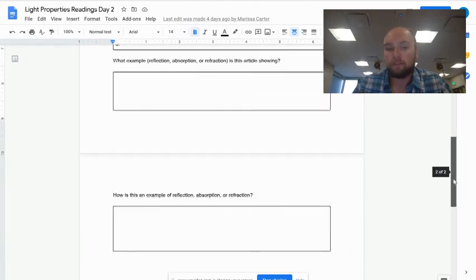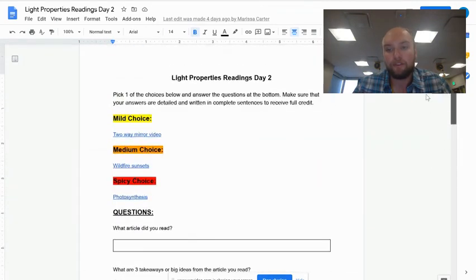Make sure you're answering in complete statements and sentences. And again, copying and pasting something into this is not going to give you credit at the end of the day. So make sure you guys are taking the time. Make sure you guys are doing this right the first time around. And yeah, hopefully everything should be working out the way it needs to be.